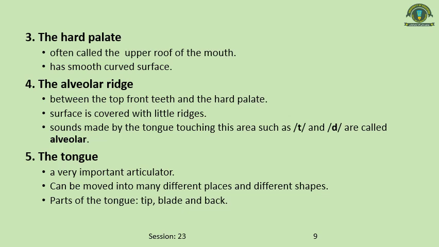The three prominent parts it has are the tip of the tongue, the blade, and the back. These are the major parts of the tongue. But remember, the most significant role played by any articulator is the tongue's primarily. That is the most active articulator. Is it clear?